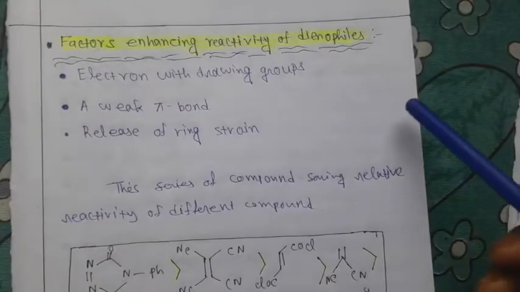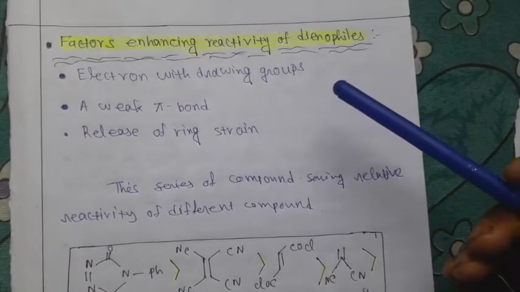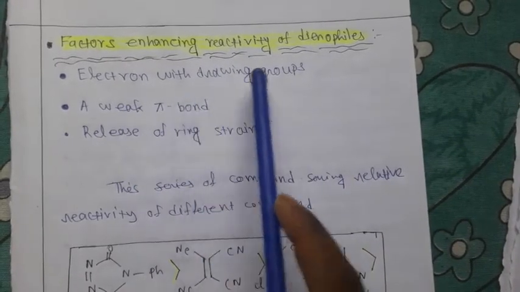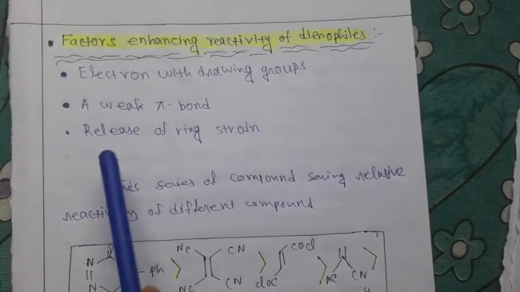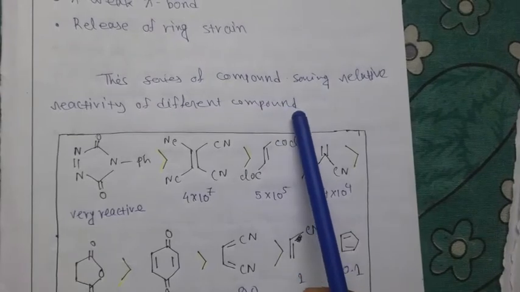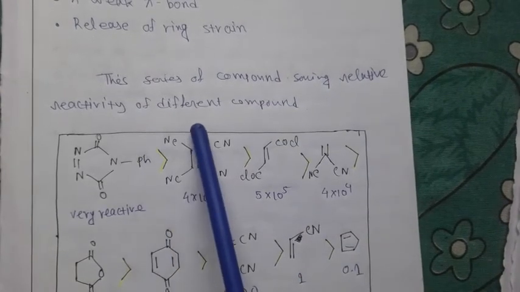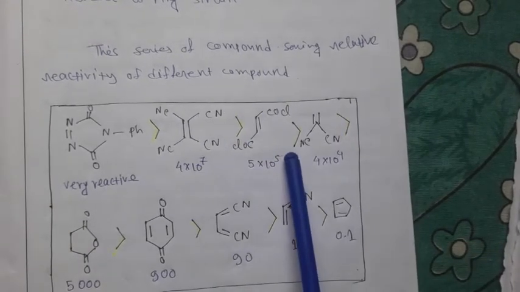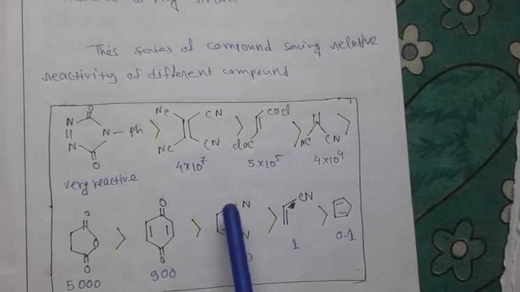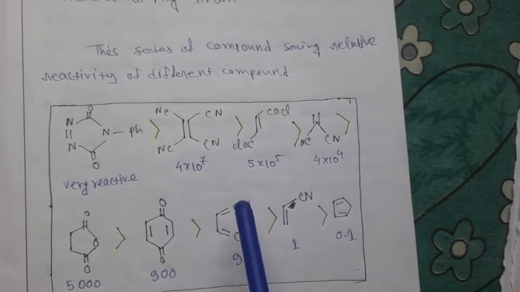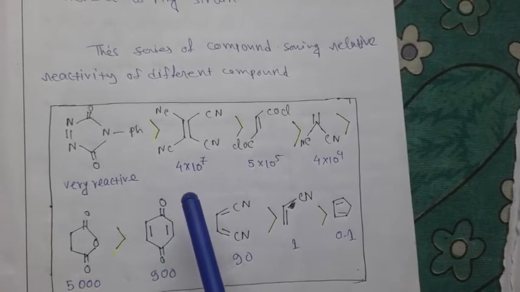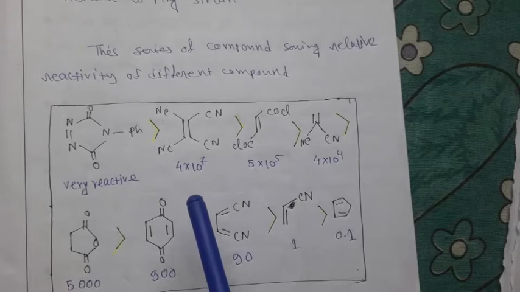Now discuss the reactivity of dienophile in Diels Alder reaction. Factors increasing reactivity of dienophiles: electron withdrawing group, a weak pi bond, and release of ring strain. This series of compounds shows the relative reactivity of different compounds with respect to acrylonitrile. Here we can see that the more electron deficient the dienophile, the higher is the reactivity.